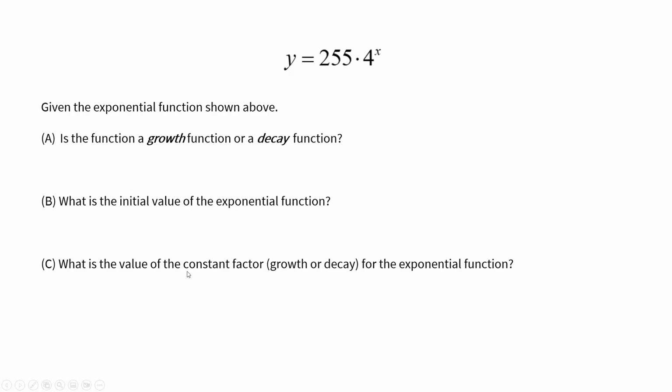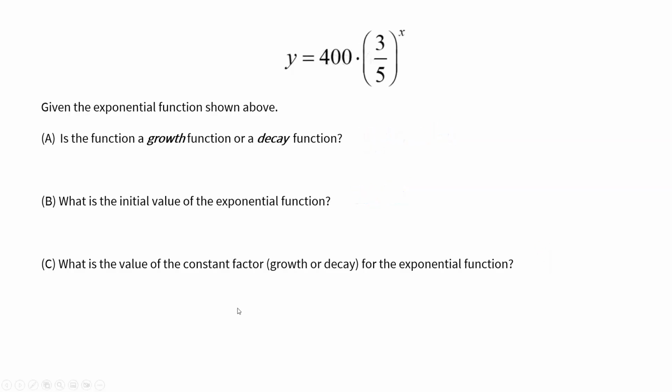Matter of fact, a lot of times they'll either call the constant factor a growth factor or a decay factor, depending on what kind of function you have. So when you look at 255 times 4 to the x, it is a growth function, and we'll explain why in a moment. The initial value is always the constant being multiplied to the exponential. The exponential is the one that has the variable raised in the exponent area. So it's 255. But it's the constant factor, and the fact that this is over 1, that tells you it's a growth. Because it's 4 in this case, it is a growth.